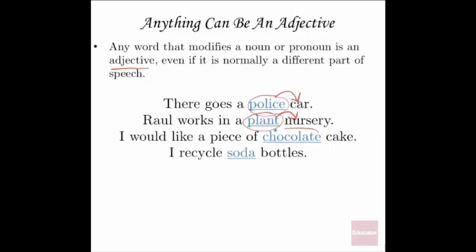I would like a piece of chocolate cake. Again, this could be a noun, but because it is immediately followed by cake, and because it modifies cake, it's an adjective. And finally, I recycle soda bottles. Soda is another noun that in this case is working as an adjective because it modifies bottles.